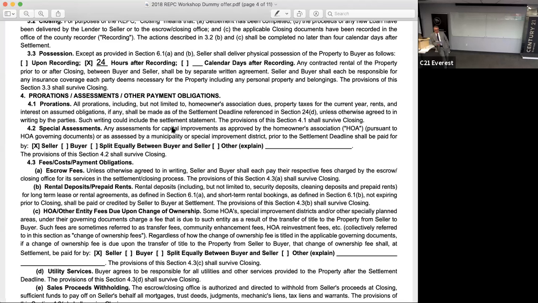Assessed by a municipality, the city, or a special improvement district. So even though it's not part of an HOA, it is possible that a home that isn't part of an HOA could still have some type of an assessment from either a special improvement district, meaning the water company, or the city somehow even. Now, it doesn't happen very often, but I would say don't ever skip it and leave it blank. I always just check the seller box. Every single time I'm going to check seller because I'm saying I want the seller to be responsible.